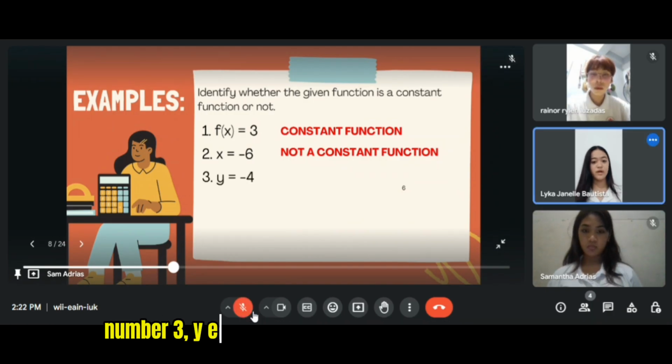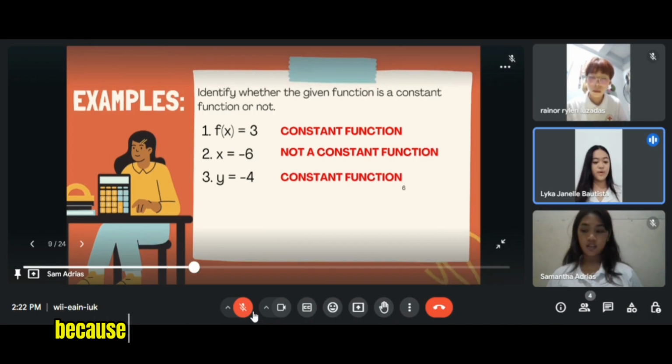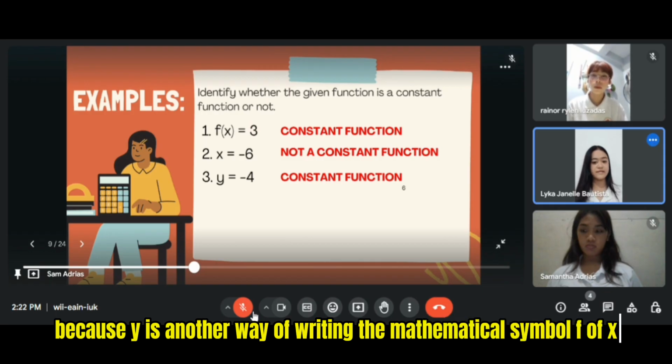Number 3. y = -4. Is it constant or not? Yes, because y is another way of writing the mathematical symbol f(x).